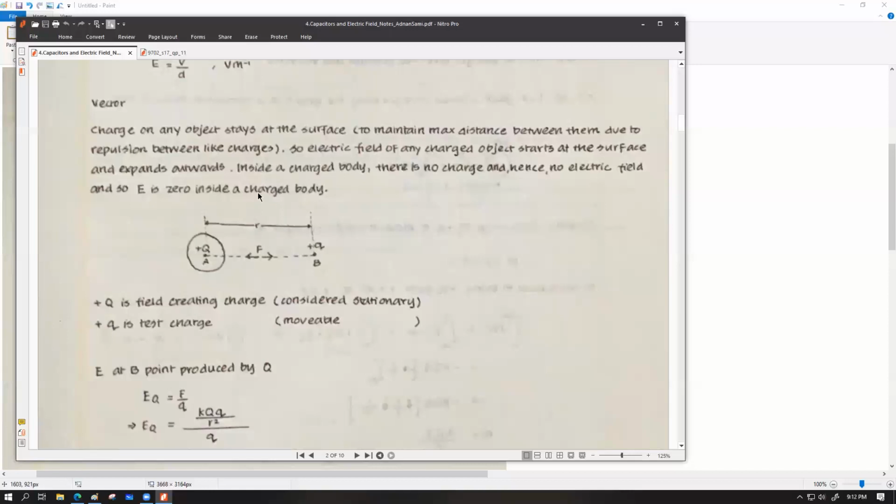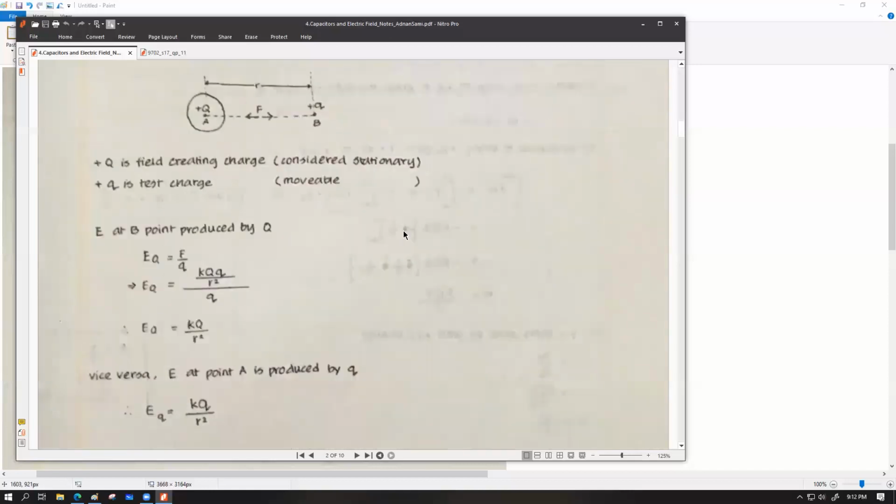So the charge expands and comes to the surface, so there is no charge inside the body. Beautiful. Sir, I have one doubt involving this concept. Does the assumption of the particle charges as particles still apply? Yes. That's why these distances are always measured from center to center.